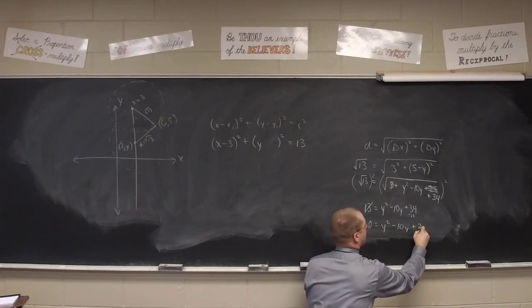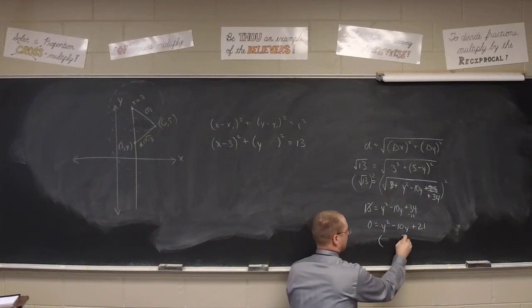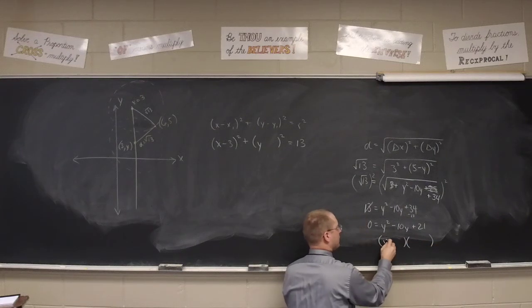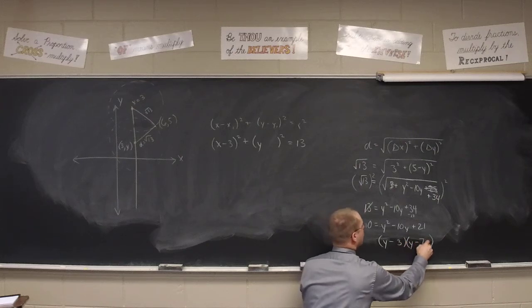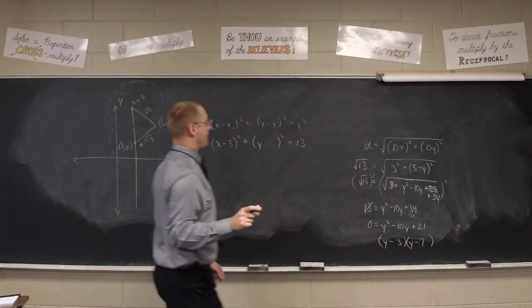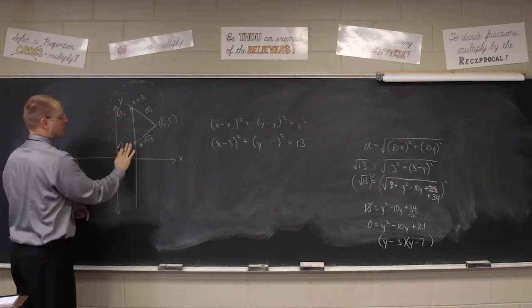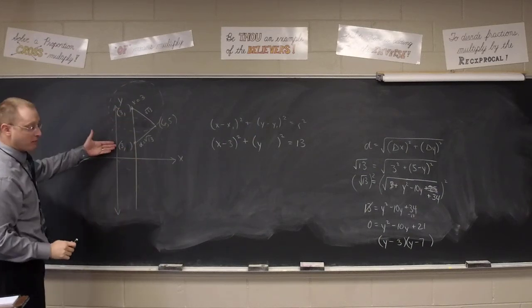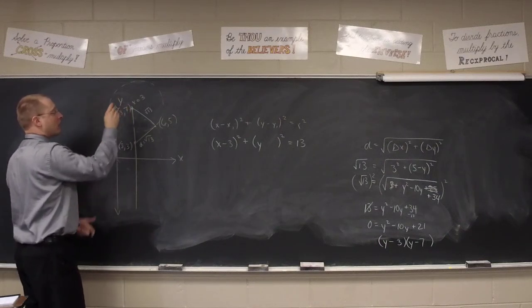Y squared minus 10y plus 21. And factor: y minus 3 and y minus 7. So what are my y values? We said this is 3 something, this is 3 something else. Well, one of them is 3, and the other is 7.